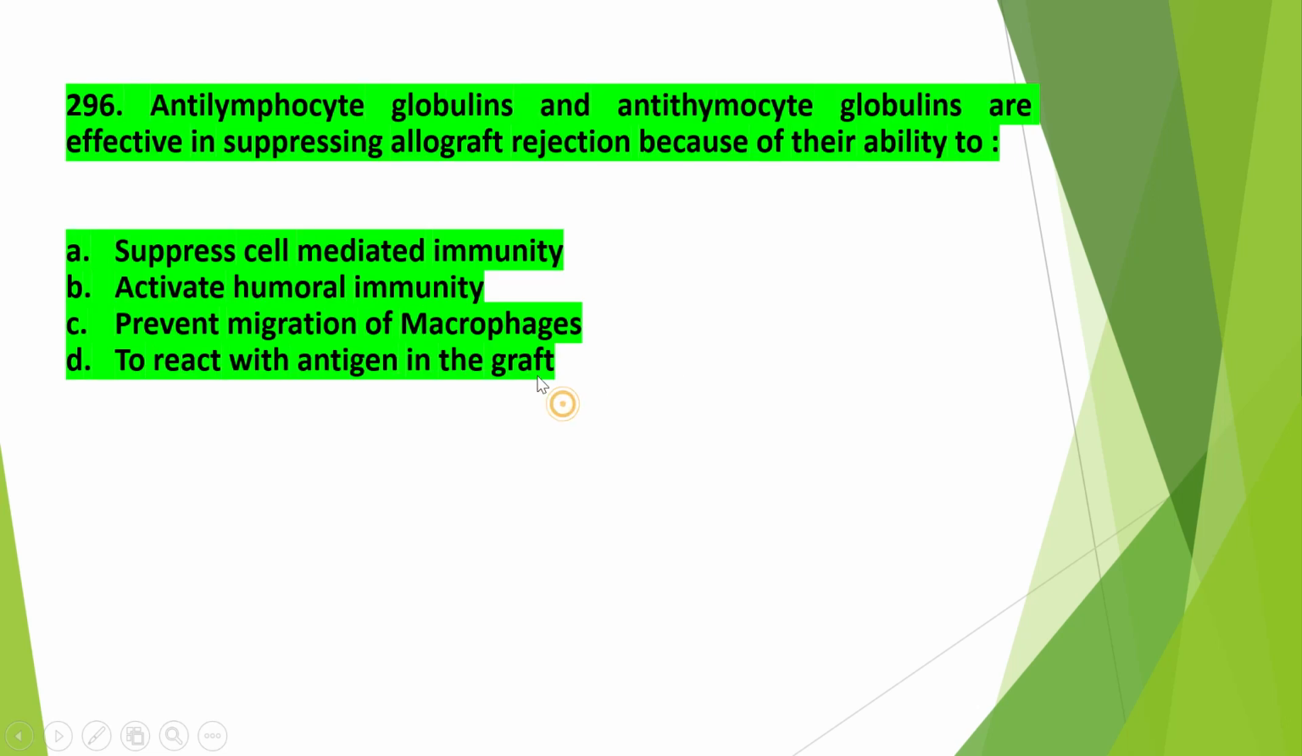Okay, so next question is, anti-lymphocyte globulins and anti-thymocyte globulins are effective in suppressing allograft rejection because of their ability to suppress cell-mediated immunity, activate humoral immunity, prevent migration of macrophages, or to react with antigen in the graft. The right answer is option A, that is suppress cell mediated immunity.